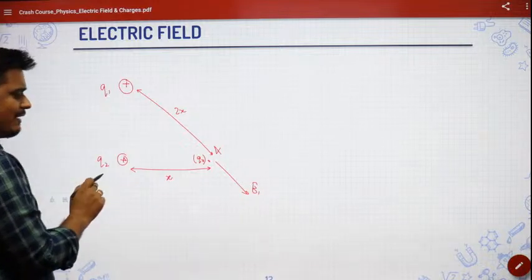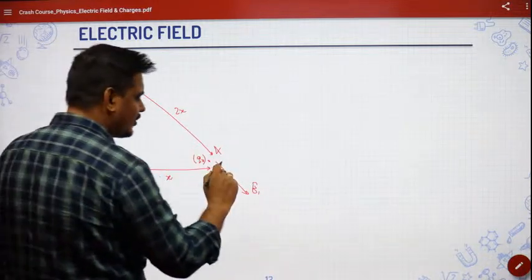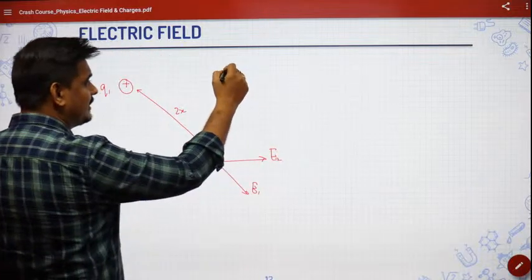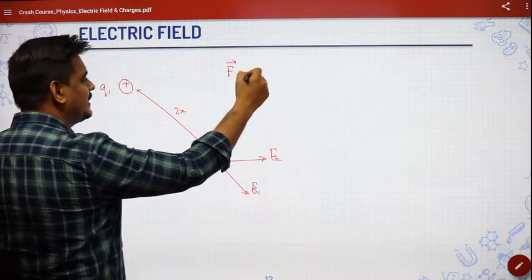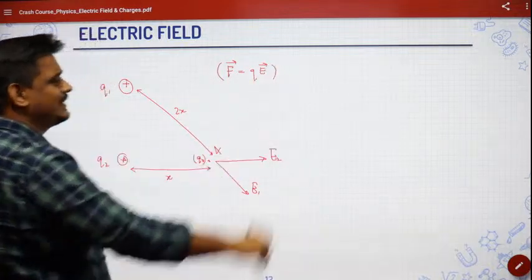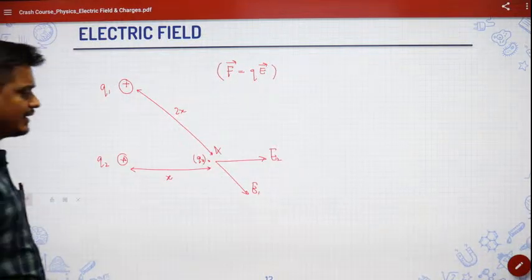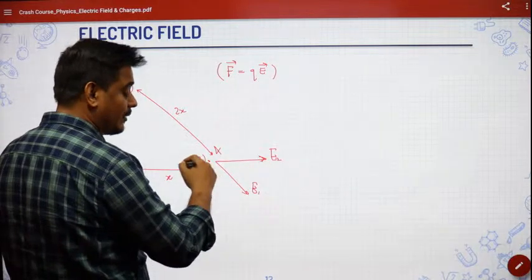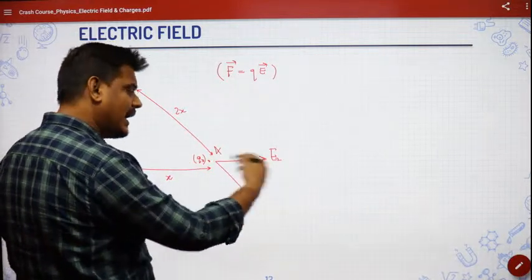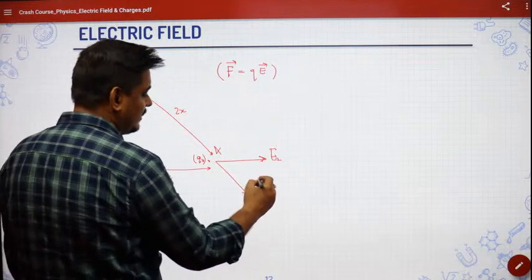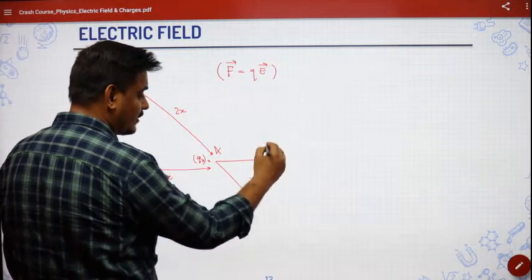In the same way, if I have a positive charge even here, this will also repel, and we have the electric field direction. I told you that F is equal to QE, so the direction of electric field and the direction of electrostatic force are always the same. So the direction of electric field is this, and the direction of electrostatic force is this. So what I will do is find the vector addition of these two.